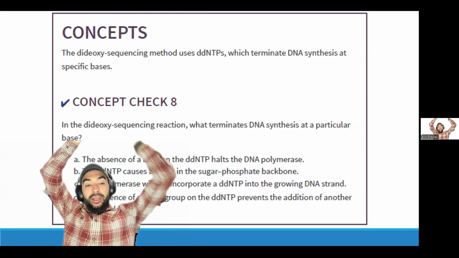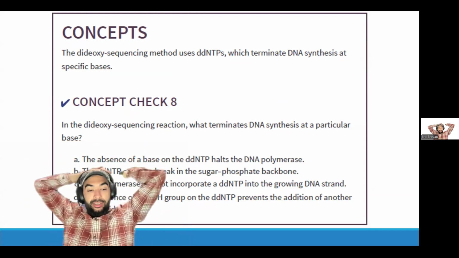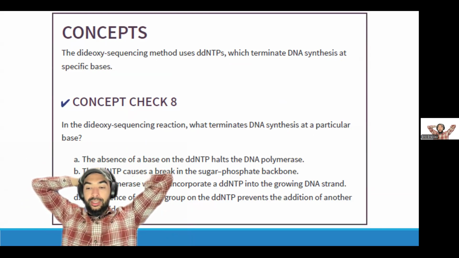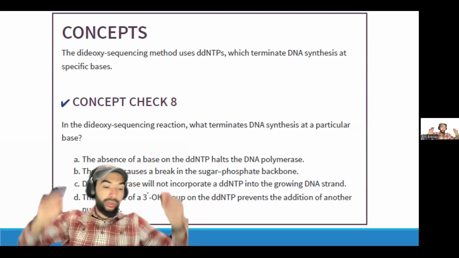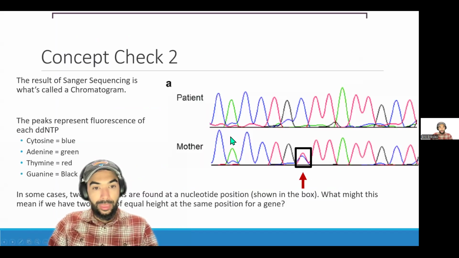Okay, so the answer in this case is, I should have double checked what the answer is. Oh yeah, D. The absence of a 3' hydroxyl group on the dNTP prevents addition of a new nucleotide. So that was key to Sanger sequencing.